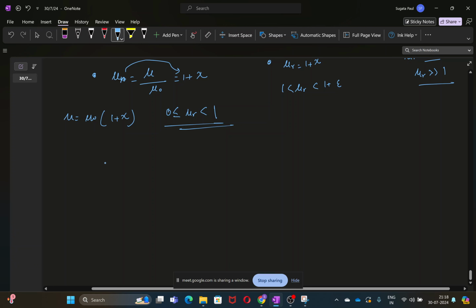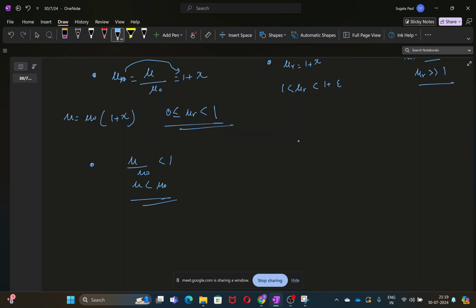Okay. And similarly, there is also a range for the mu and mu naught relation. So if mu r is less than 1 for the diamagnetic case, then mu by mu naught is less than 1, or mu is less than mu naught. That means the actual permeability is less than the free space permeability.